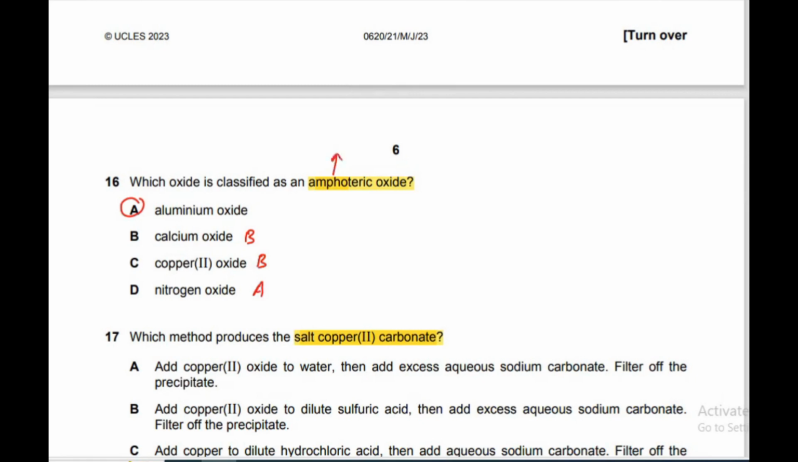There are some more oxides which may be amphoteric. So there are 3 oxides in your specification: aluminium oxide, lead oxide, and zinc oxide. They are the amphoteric oxides. Basic oxides are the metal oxides, like group 1, group 2, copper, iron, and the non-metal oxides are acidic, like nitrogen oxide is acidic. So A is the answer.